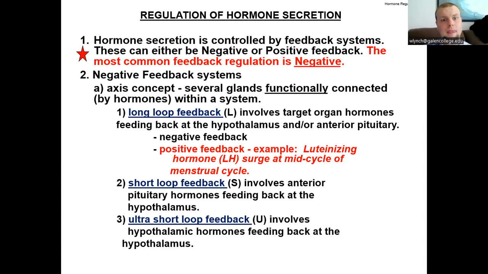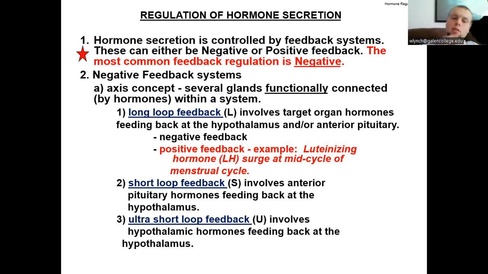Short loop feedback is going to involve the hypothalamus and the anterior pituitary. This is going to be the releasing hormone and stimulating hormone, respectively. If there's a lot of stimulating hormone being released from the pituitary gland, it's going to feed back onto the hypothalamus and slow down the releasing hormone secretion so that we have less stimulation. The opposite of that would be if we have less stimulation of the actual anterior pituitary, and therefore it will feed back onto the hypothalamus to start secreting more releasing hormone to upregulate the amount of hormone being released.